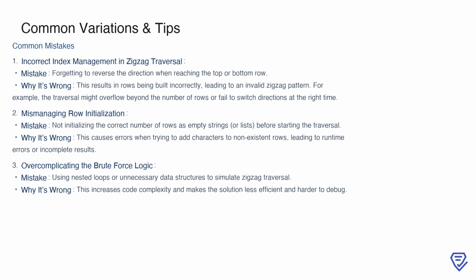For instance, the traversal might overflow beyond the designated number of rows or fail to switch directions at the right time. Another frequent mistake involves mismanaging row initialization. If you don't initialize the correct number of rows as empty strings or lists before the traversal begins, you may encounter runtime errors or incomplete results because the program tries to add characters to rows that don't exist.